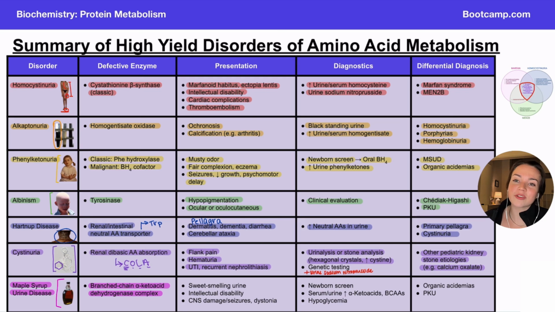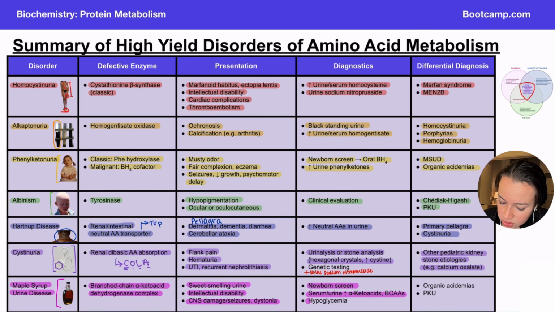The hallmark feature of maple syrup urine disease is, you guessed it, urine that smells like maple syrup. But it's also characterized by things like intellectual disability, CNS damage and seizures, as well as dystonia. This is diagnosed on a newborn screen. You can also look for an elevation in serum and urine alpha-ketoacids, as well as branched-chain amino acid buildup.